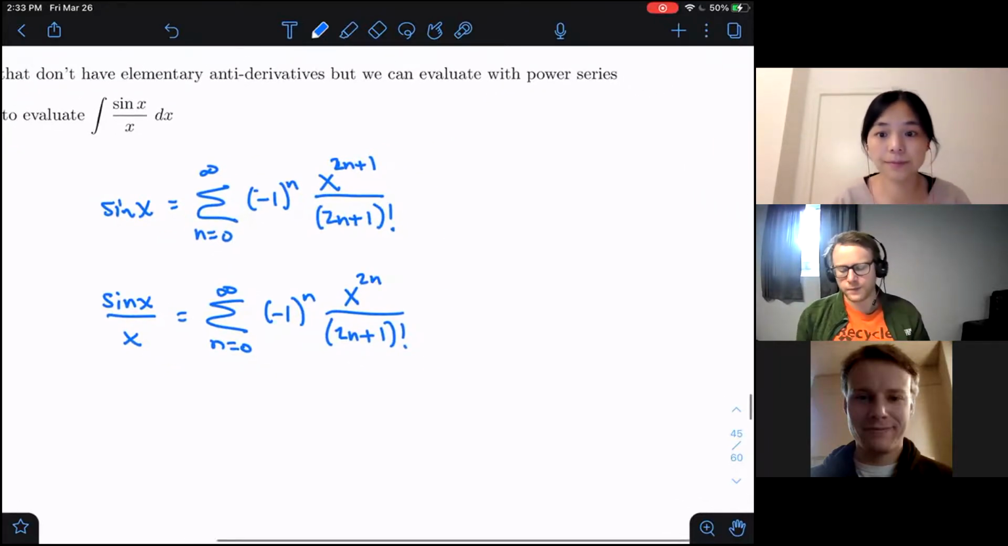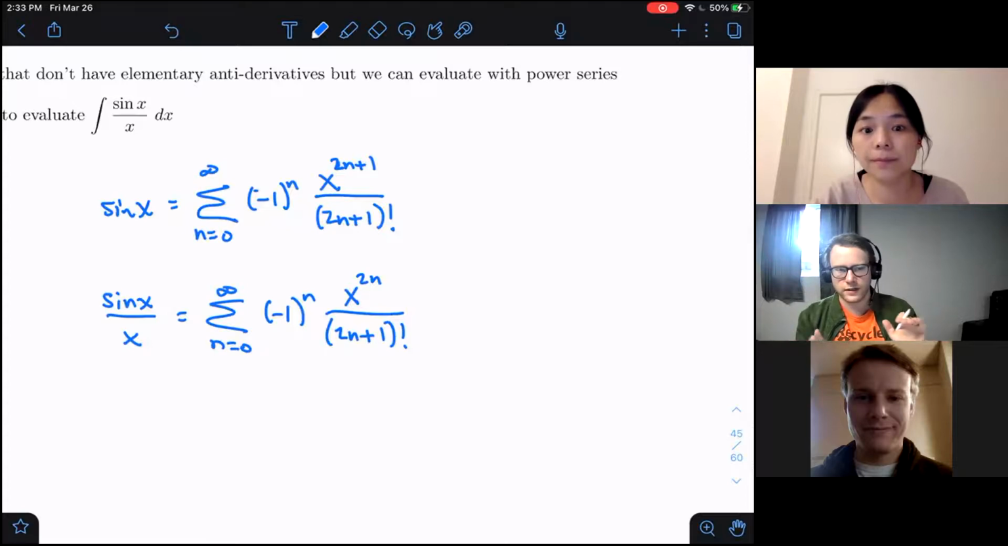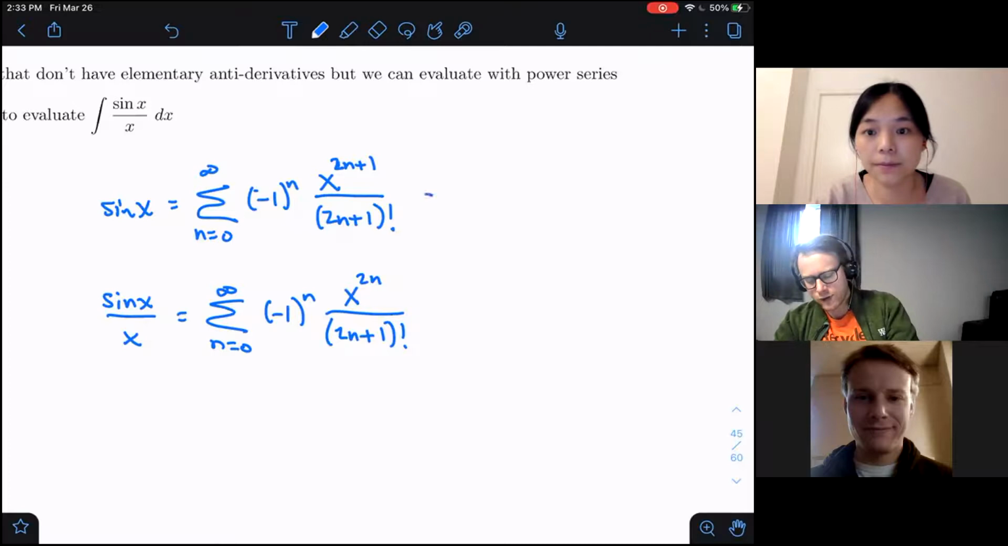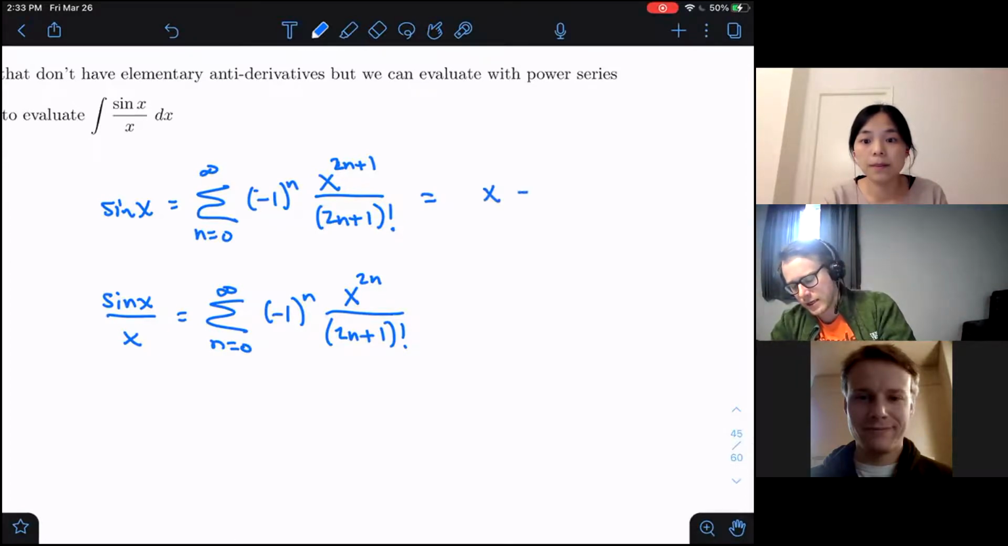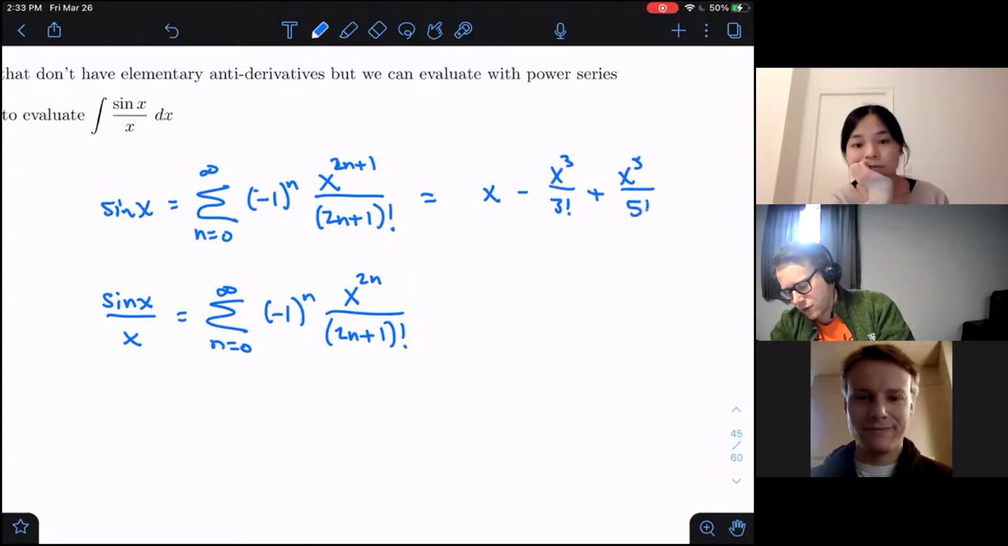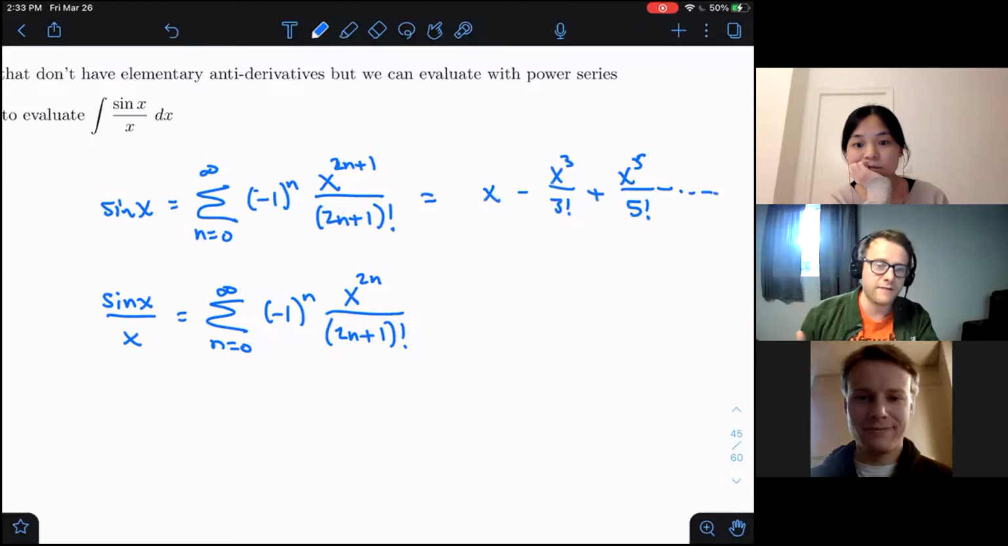By the way, sometimes the sigma notation is a little bit complex to look at. So if you're not 100% happy with this sigma notation yet, it's not a bad idea to carry out the first few terms, just to really see what this thing looks like. If I write out the first few terms of sine of x, remember it looks like x minus x cubed over 3 factorial plus x to the 5th over 5 factorial minus so on and so forth. It has the alternating piece, and just the odd powers of x divided by odd factorials.